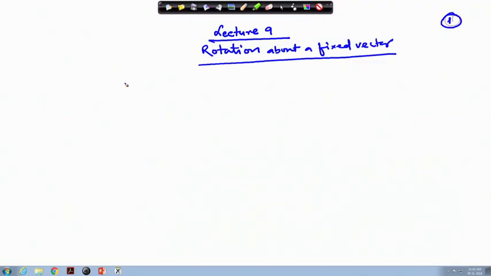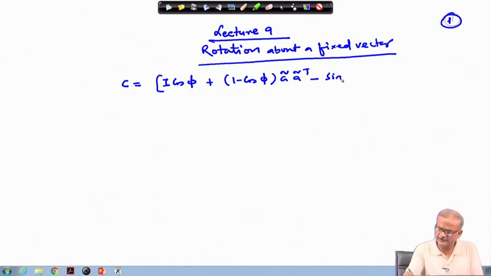Okay, welcome to the ninth lecture on satellite attitude dynamics and control. Today we will discuss the rotation about a fixed vector. Already we have been discussing this. As you can recall, we have written the rotation matrix C as I cos phi plus 1 minus cos phi A tilde A tilde transpose minus sin phi A tilde cross.